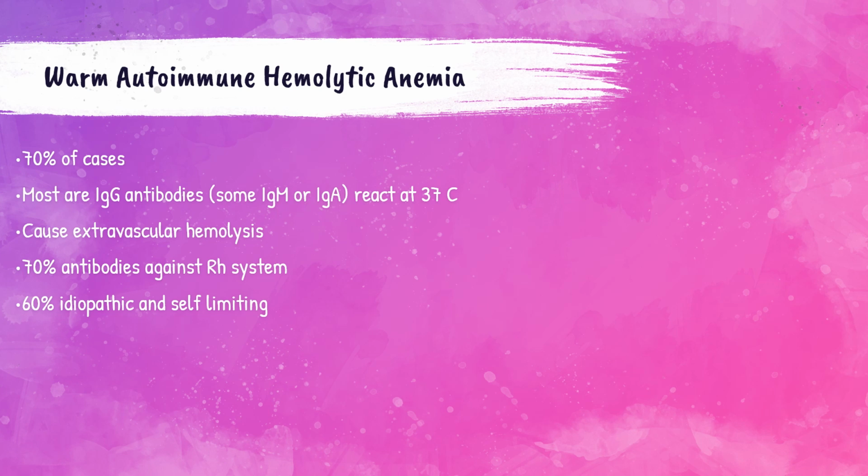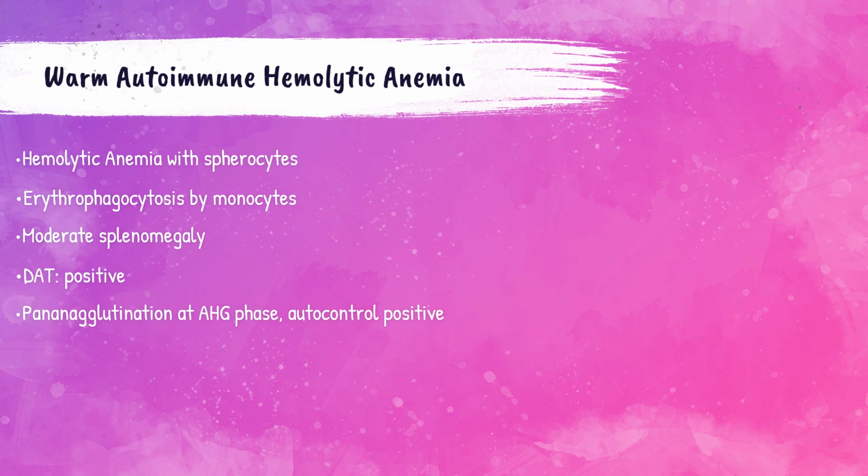This is where the hemolysis is occurring outside of the vessel, in the spleen. 70% of the warm autoimmune hemolytic anemias are antibodies towards the Rh blood group system. 60% are idiopathic, just happening spontaneously, and are self-limiting, meaning they will go away on their own at some point. Patients that have this can, of course, develop hemolytic anemia, so have a reduction in red blood cells and/or hemoglobin level. Erythrophagocytosis can occur in the monocytes, so this is where the monocytes basically eat the red blood cells. The spleen can be moderately enlarged due to all of the red blood cells pooling in there for destruction.